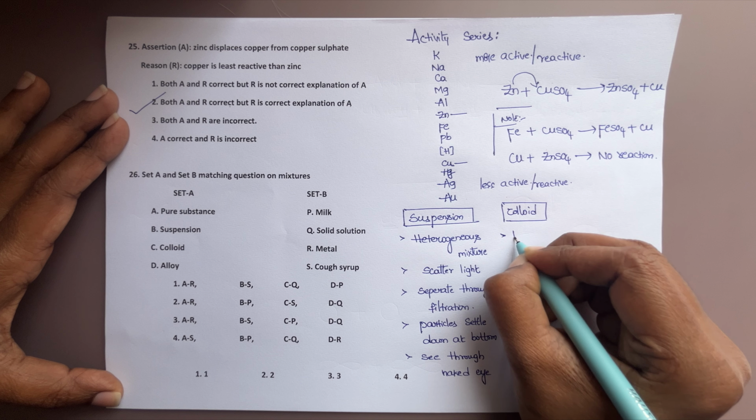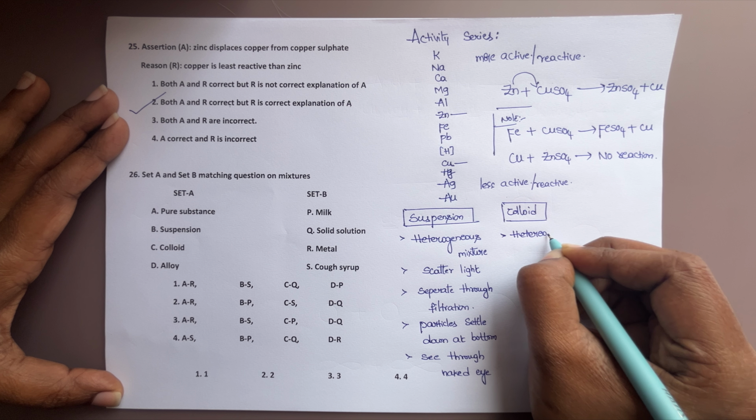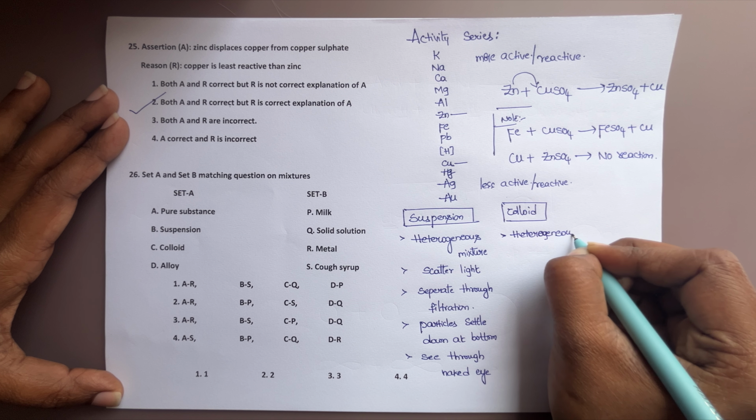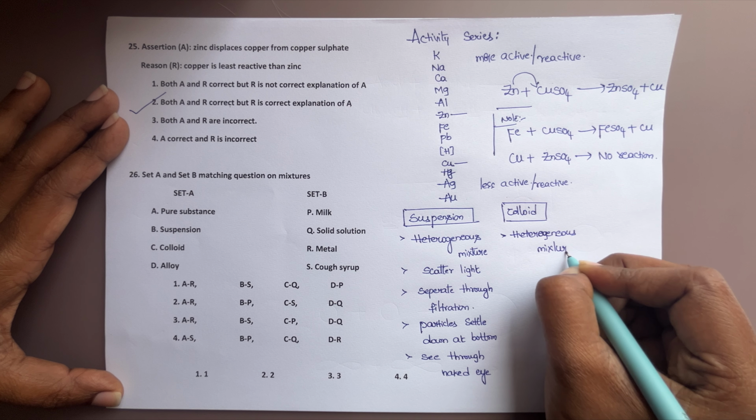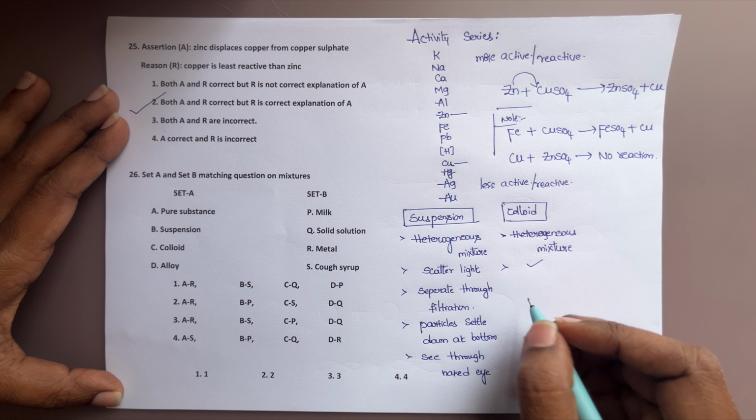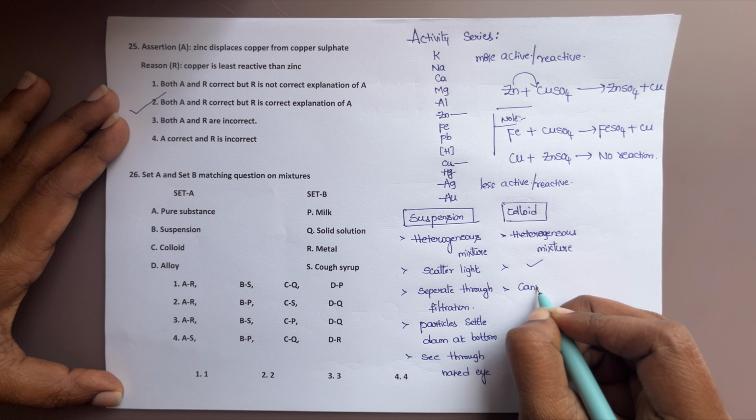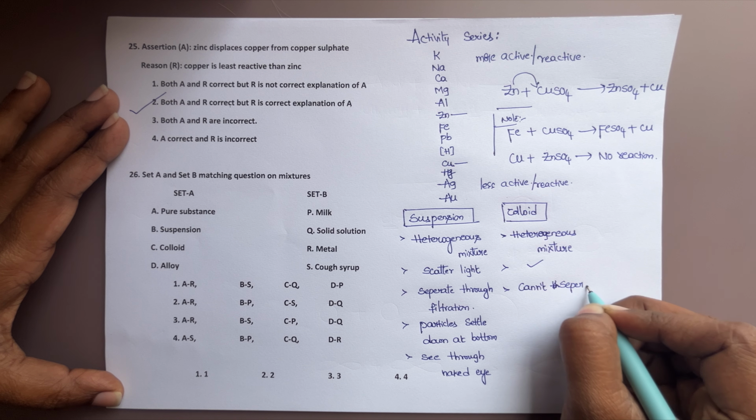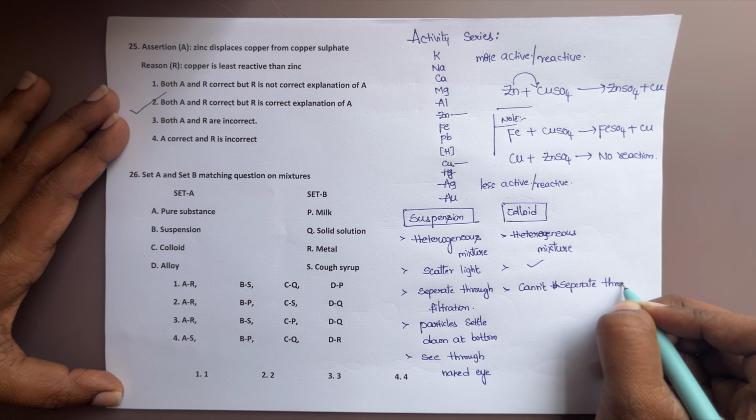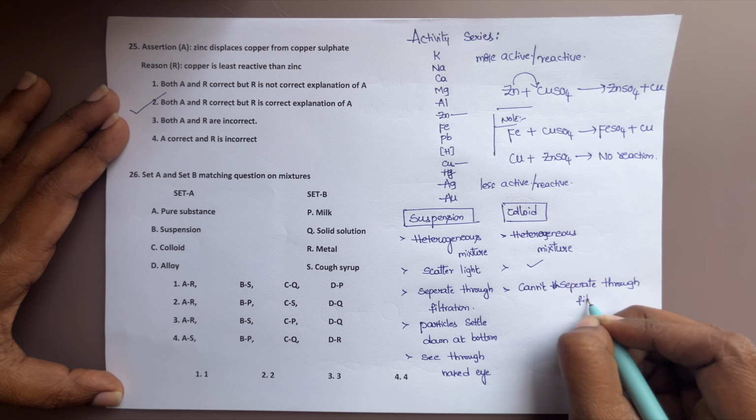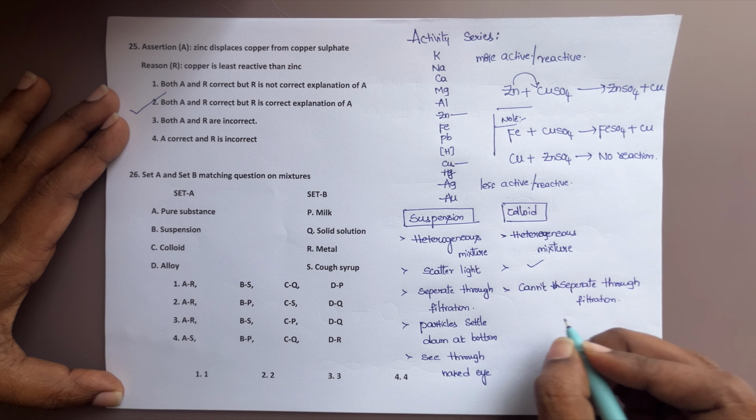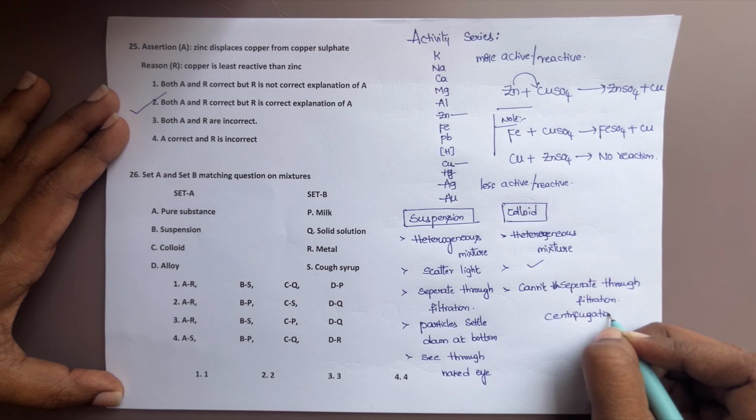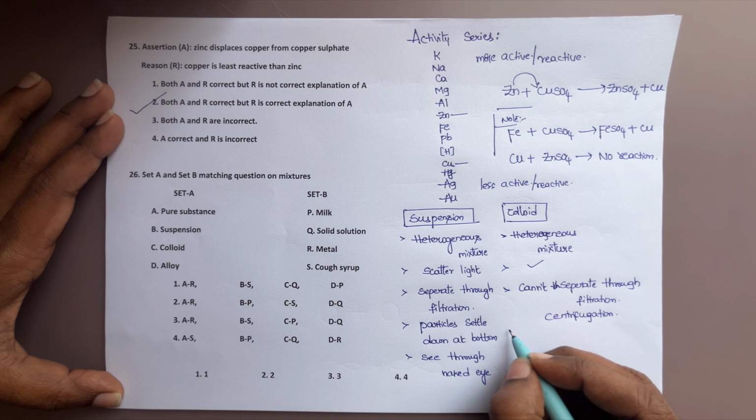So colloid is also a heterogeneous mixture which also scatters the light, but we cannot separate it through filtration. A special method is there, that is what we call centrifugation. Through centrifugation, we can easily separate the colloids.